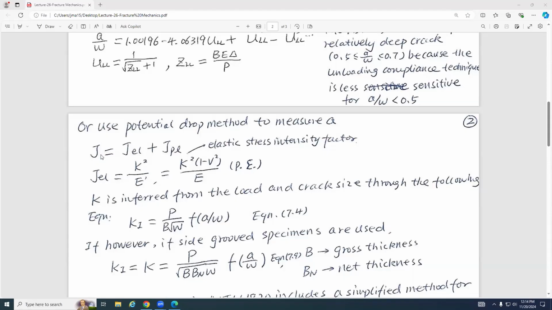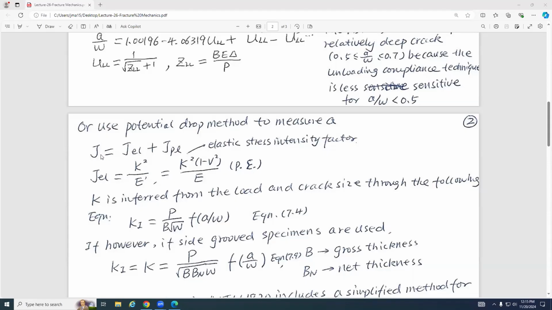Right, so we use this equation to calculate the GEL, the elastic part of the J integral. K is inferred from the load and the crack size through the following equation. P is the load, and B is the thickness, W is the width, and F is a polynomial function in terms of the ratio of a to W. So we use this equation to calculate K, and that's for the elastic one.